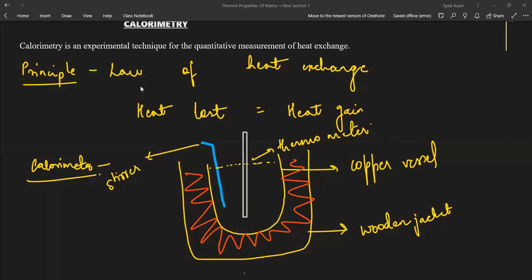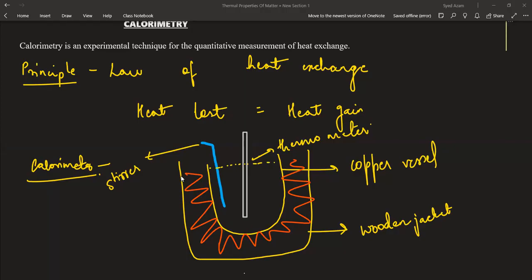Yes, Aleena. Basically, calorimetry is just a method to find out how much heat has been exchanged. The principle is the law of heat exchange. Law of heat exchange basically means whatever heat has been lost is equal to heat gained. Now, one object will lose the heat, the other will gain that heat.